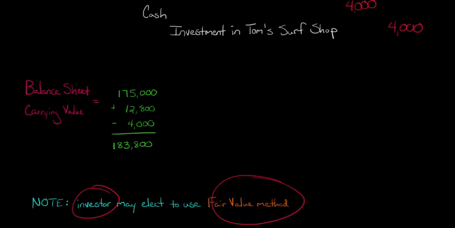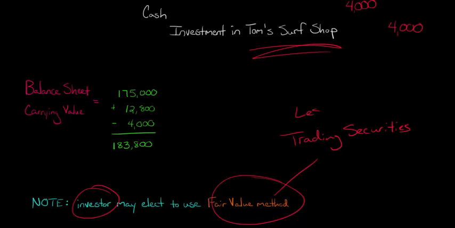And if you were to say, you know what, we're going to make an election to do the fair value method to account for our investment in Tom's Surf Shop, then you would basically account for it exactly the same as if it were trading securities when you own less than 20%. So remember we talked about in our video, when you say less than 20%, we use that fair value method, right, where we do have the unrealized holding gains and losses. And so you just account for it like trading securities. So any unrealized holding gains and losses would go to the income statement.